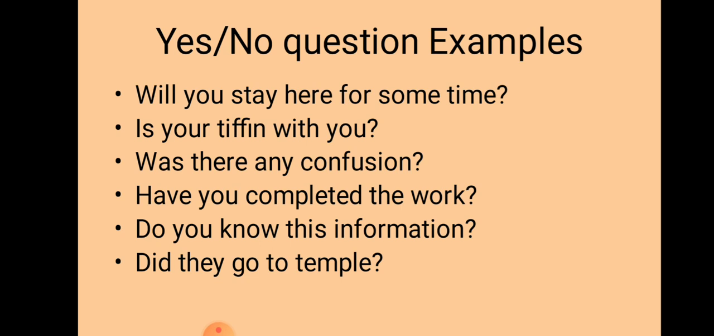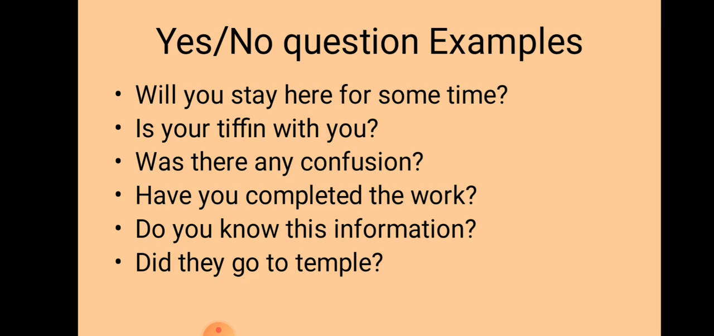Will you stay here for some time? So the question starts with auxiliary will. Will you stay here for some time? So what is the formula here? Auxiliary verb, then subject, and then the verb. Auxiliary verb, then the subject, and then the verb. So that is the formula. So will you stay here for some time? Here will is auxiliary verb, you is the subject, and stay is the verb.